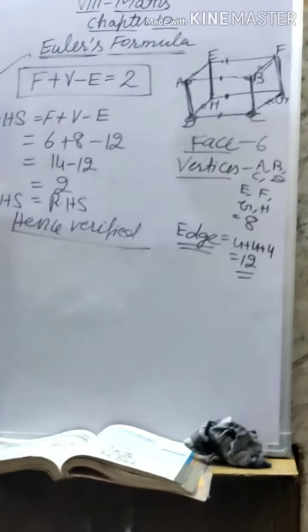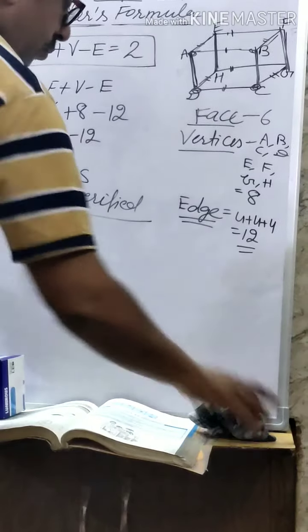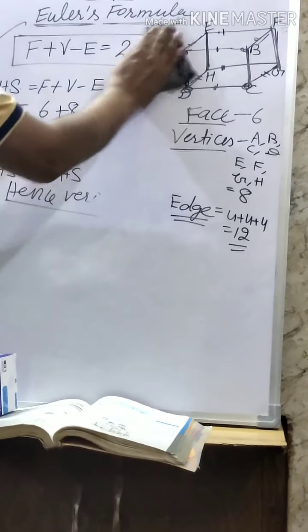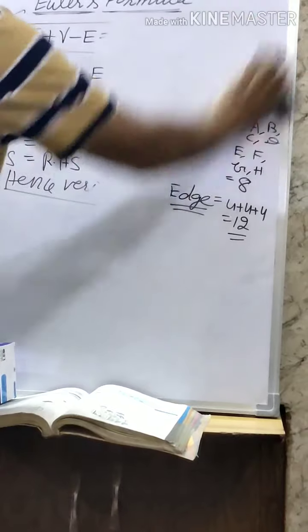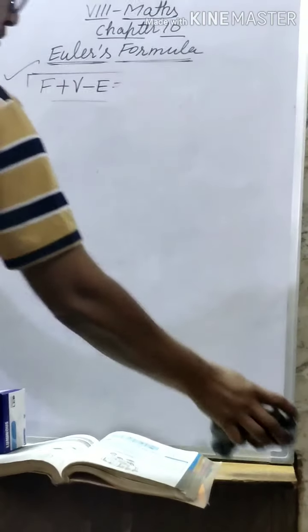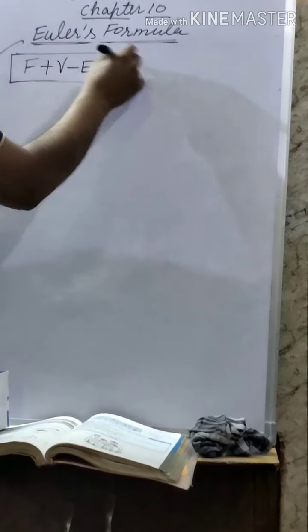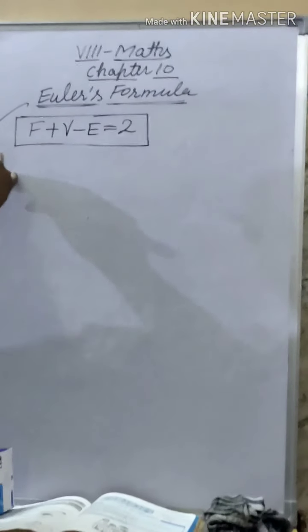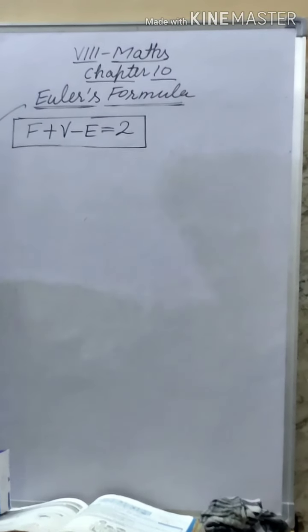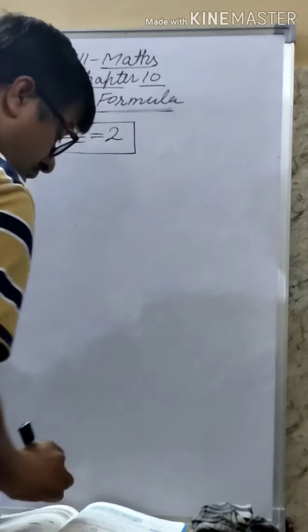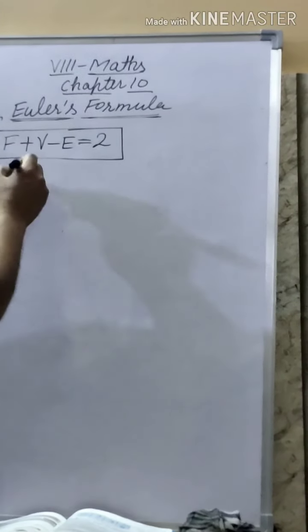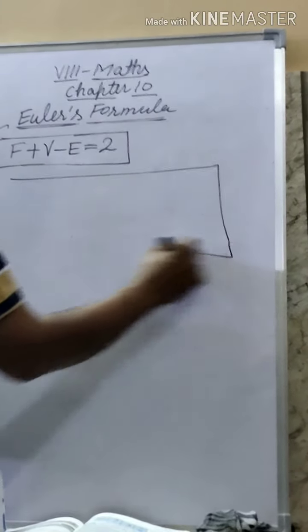Now I am taking one more question from the exercise, so that you must have the formula on your fingertips. Faces plus vertices minus edges is equal to 2. So now question number 7, you see what it says. Question number 7, using Euler's formula find the unknown, means find the missing frequency.